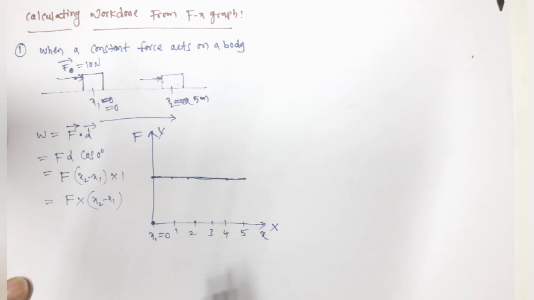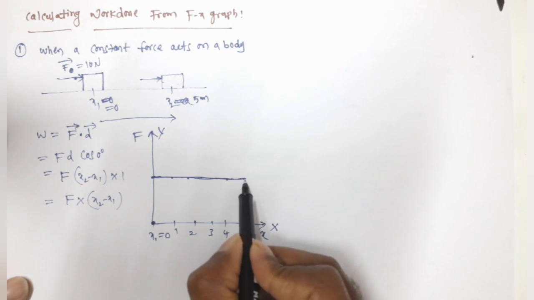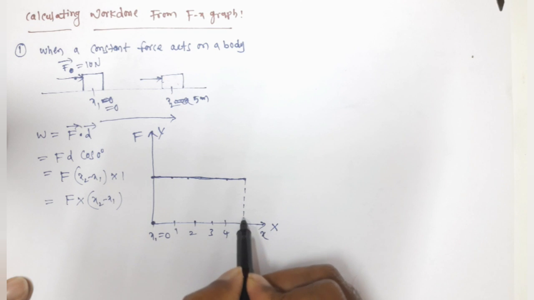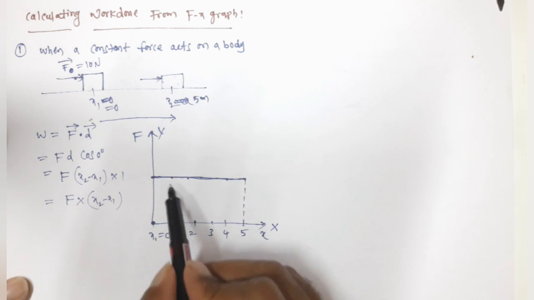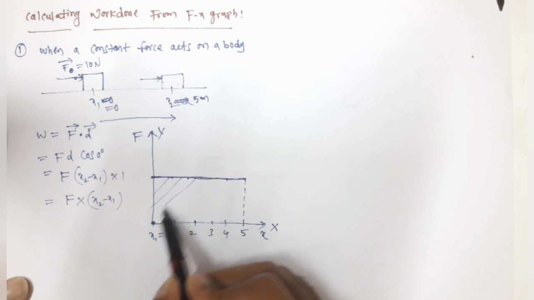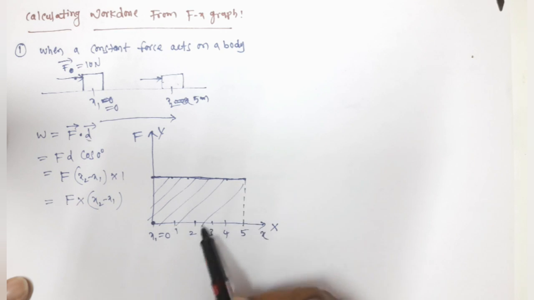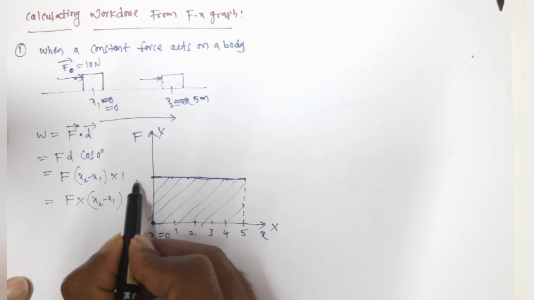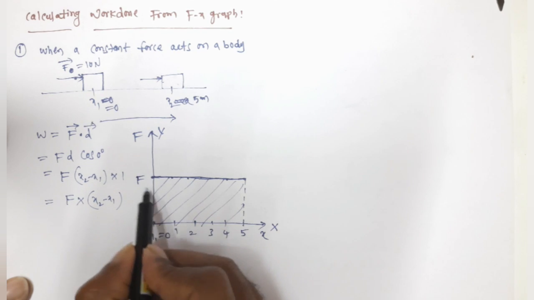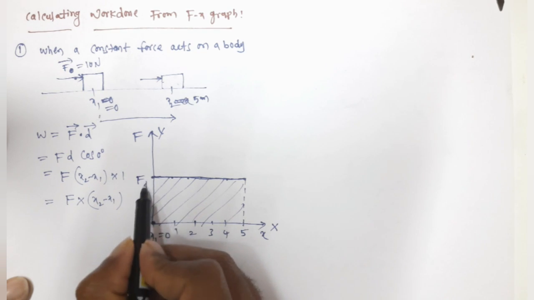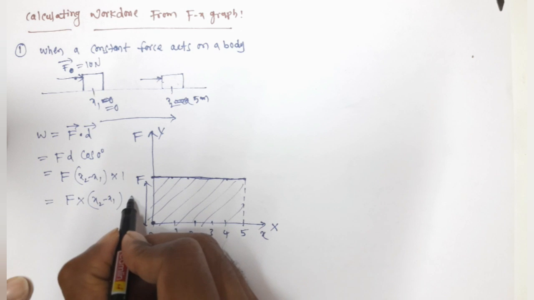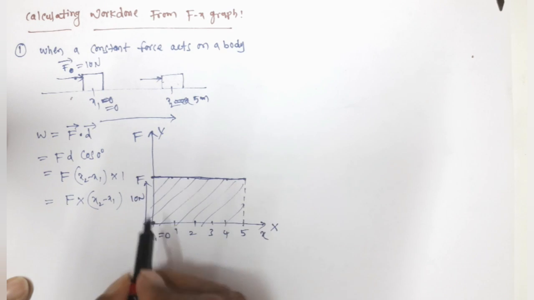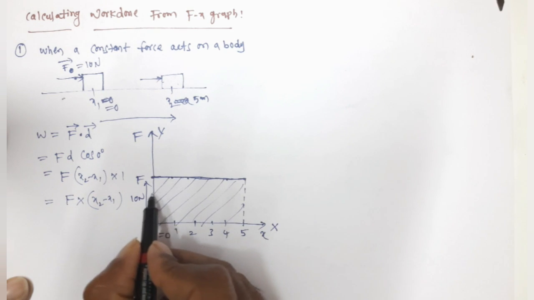Now find the area. This is the actual curve we are getting, right? Now find the area under the straight line or curve. In this case we are getting a curve. Now find this area. From here to here, this value you can write F, right? From here to here, this value is F. F is nothing but how much? 10 newtons. If it is 1 newton, 2 newton, 3, 4, 5, 6 and so on, 10.